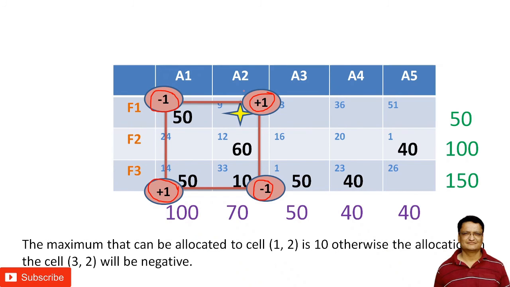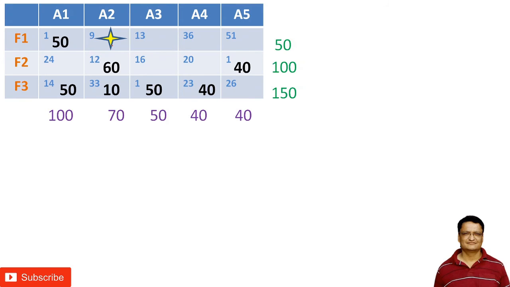Now to see how much I can allocate to this cell, look for the cells which have a negative sign. So this is a minus one and this is a minus one. And what is the minimum out of these two minus cells? So this is the cell which has the minimum value of allocation. So I can move 10 goods in this loop, to avoid any negative value at this point. If you remember, this is our initial allocation.